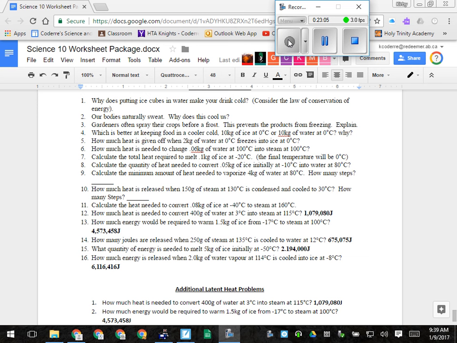Okay, gardeners will often spray their crops before a frost. This prevents the products from freezing. If you get a thin film of water on the plants, what will the thin film of water do? It'll freeze. Does it release energy when it does that? Where does the energy go? Into the plant. It keeps the plant from freezing. Okay, the water on the outside might freeze, but the plant itself will not.